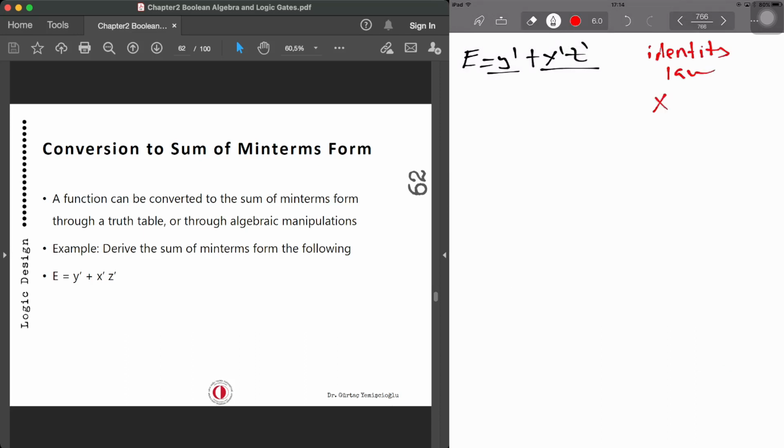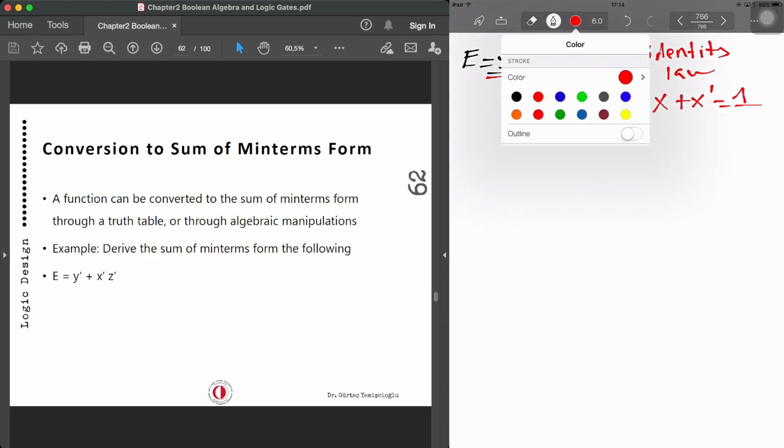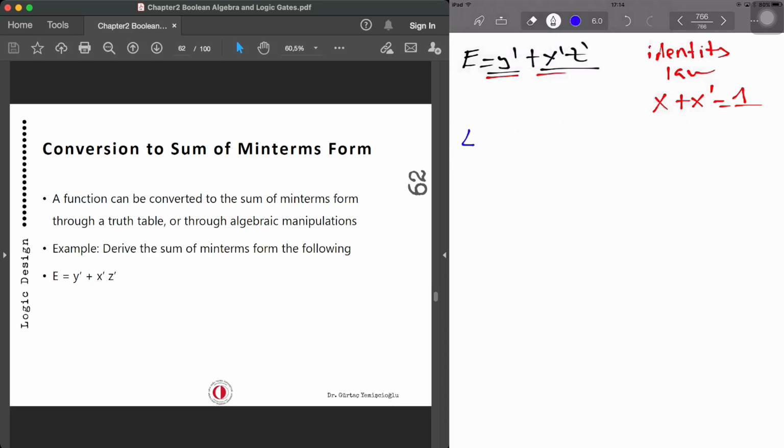It's x plus x prime will always give you 1. Okay? Now, what is this missing? It's missing x and z. What is this one missing? It's missing y. So the left-hand side of the OR and the right-hand side of the OR. Okay then. Let's start with the left-hand side of the OR.